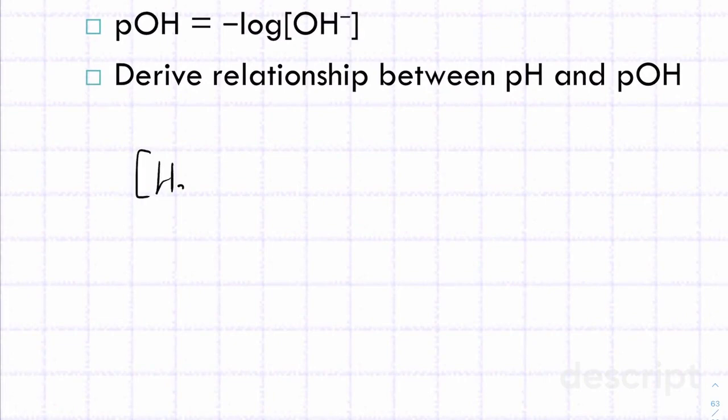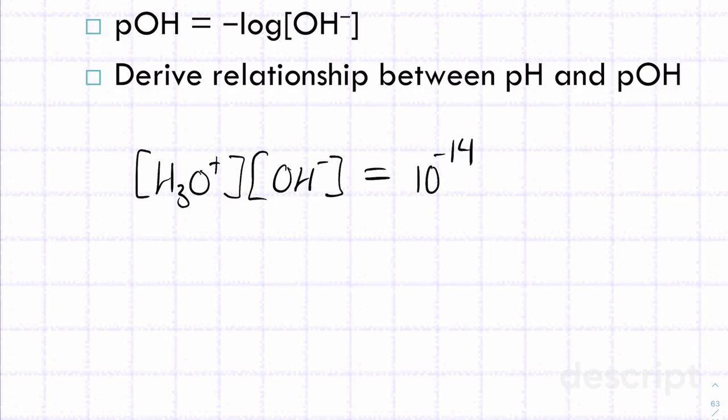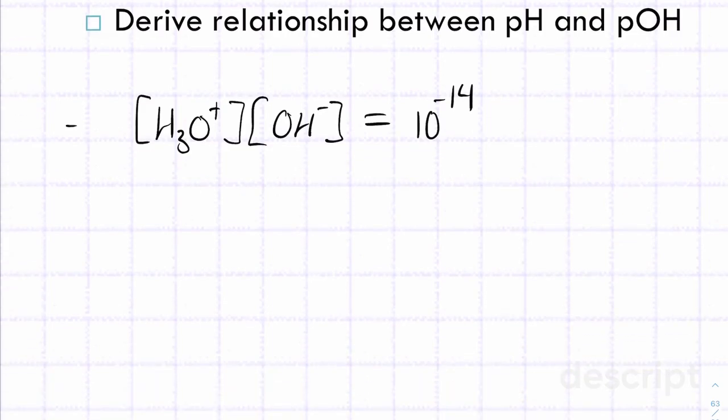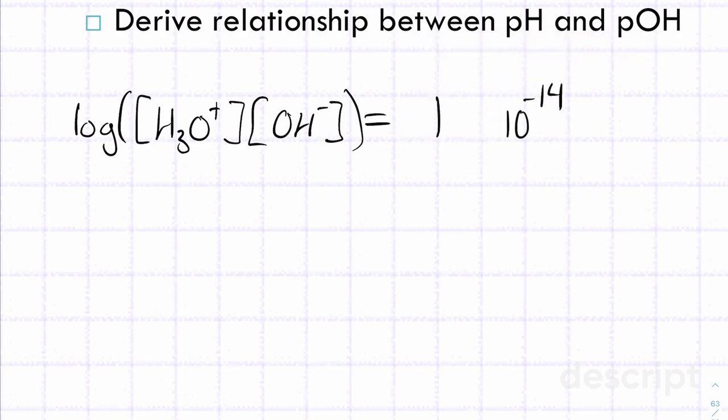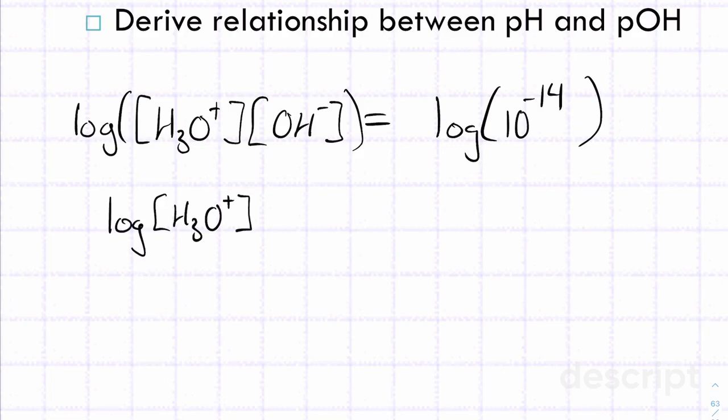It starts with the fact that H3O plus times OH minus equals 10 to the negative 14. And then we can take the log of both sides. So we take the log of this side, and then the log of this. Now this is the log of H3O plus times OH minus equals the log of 10 raised to the negative 14. So this will just be negative 14.